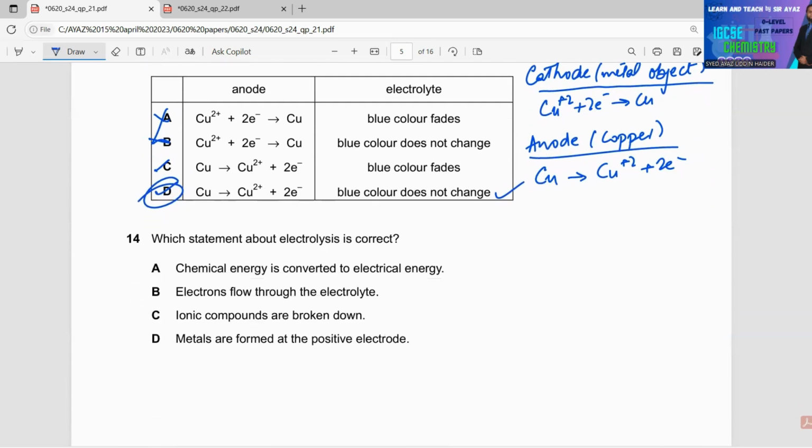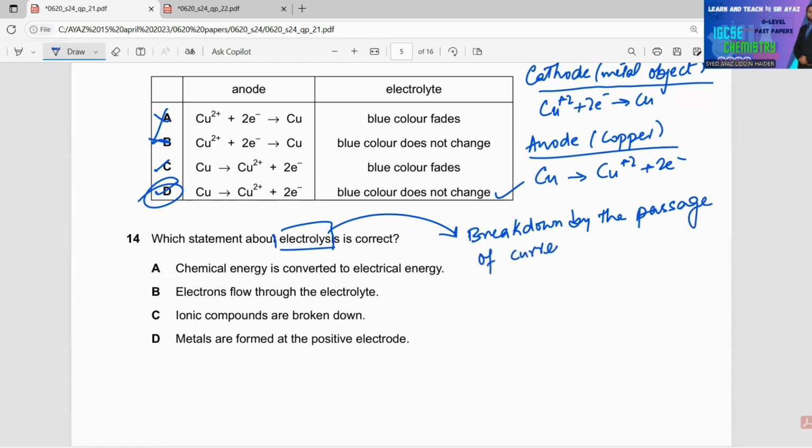14. Which statement about electrolysis is correct? Now electrolysis is made up of two terms. Electro means electricity. Lysis means breakdown. So you can write: breakdown by the passage of current. Now what are you going to break down in this? We are breaking down ionic substances.